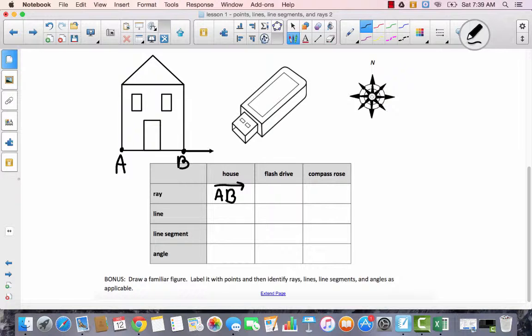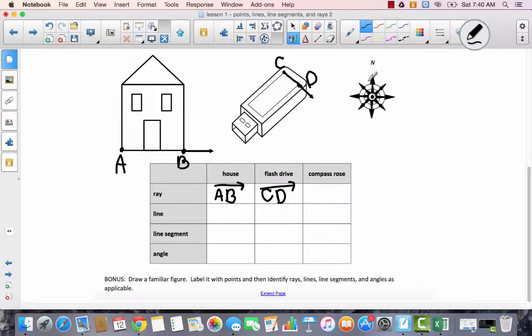Now I have to do the same thing on the flash drive. There are several lines on the flash drive. You can see lots of line segments. All I have to do is pick one and extend it out and then label it with points. I'm not going to use the same points. I'm going to start new points every time. So I'm going to call this point C and point D. So I have ray CD. This might make more sense if I go ahead and connect those. Ray CD.